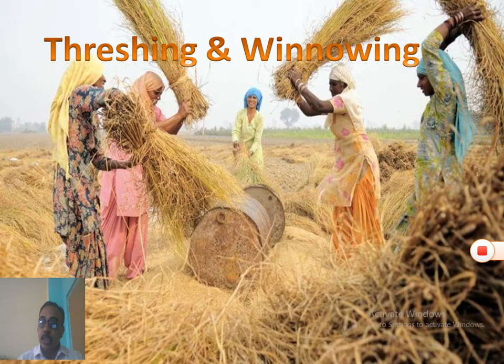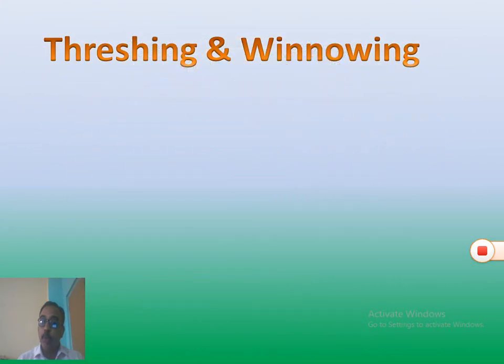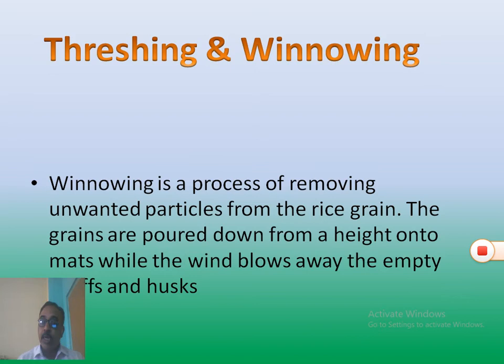Now once it is done, then we have winnowing. Once we collect the grain, what is winnowing? Winnowing is a process of removing unwanted particles from the rice grain. Rice grain will have a lot of unwanted particles, and we need only the rice grain. So, how is it done? The grains are poured down from a height onto a mat. While it is falling from a height, the wind blows away the empty shafts and the husks.